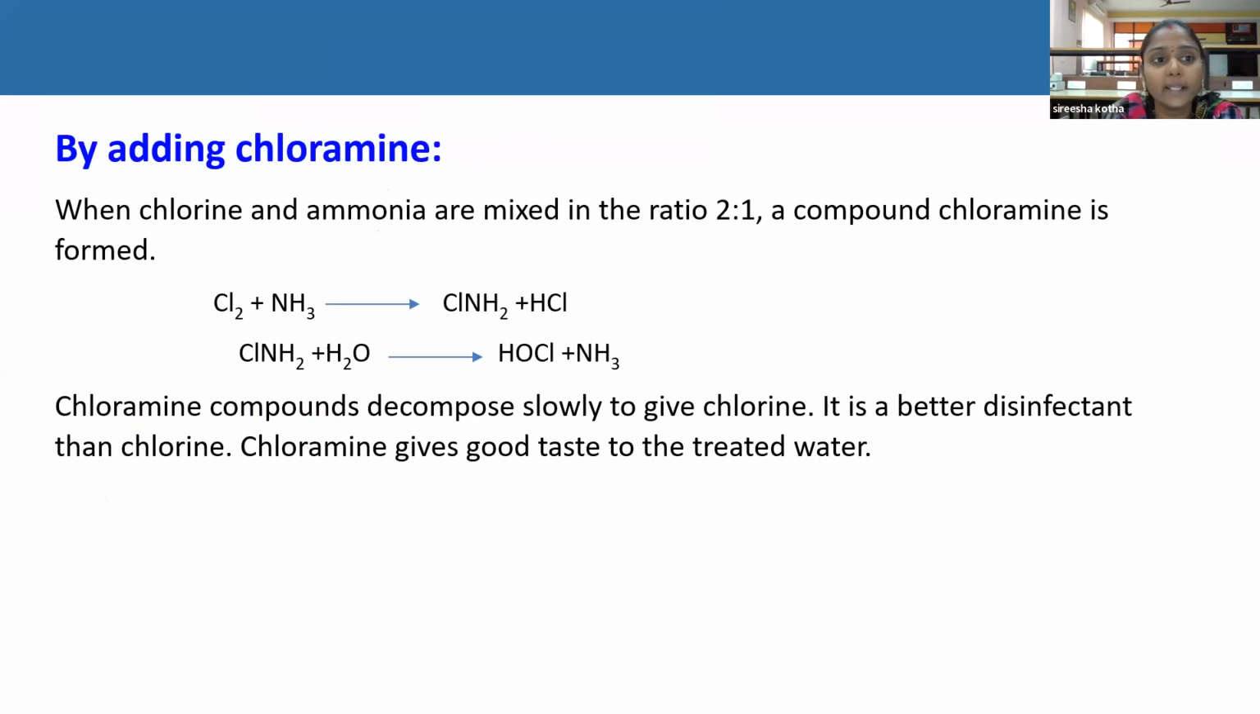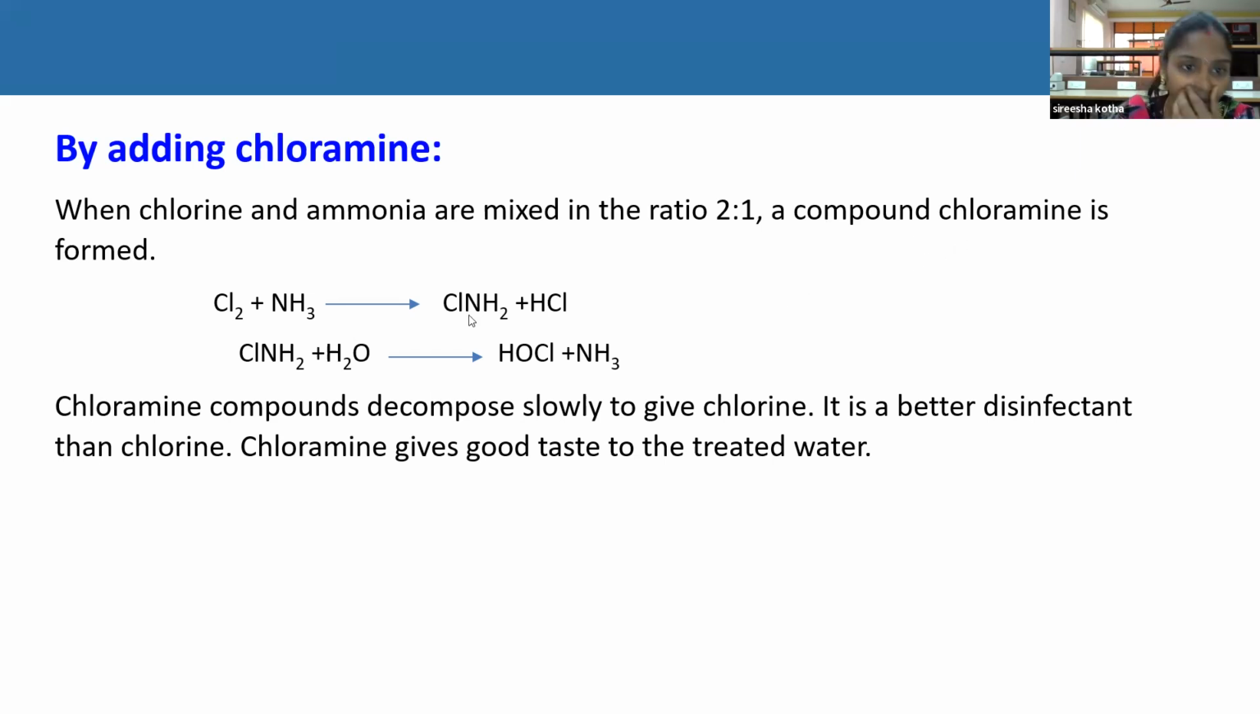And the next one is by adding chloramine. When chlorine and ammonia are mixed in the ratio 2:1, a compound is formed called chloramine. Okay, in the 2:1 ratio, we take 2 moles of chlorine and 1 mole of ammonia. So the compound is called chloramine.